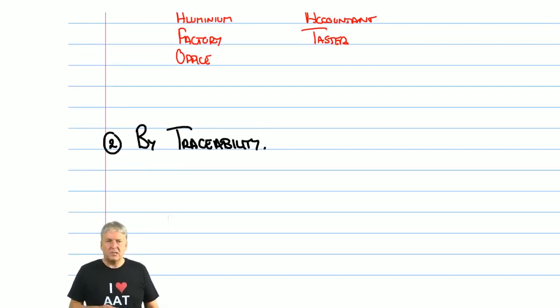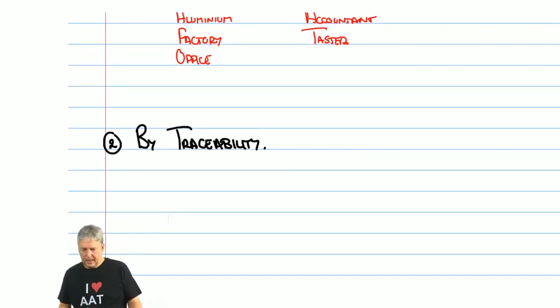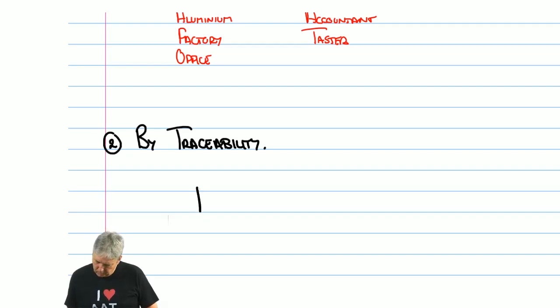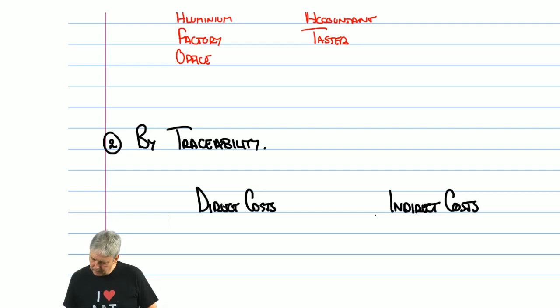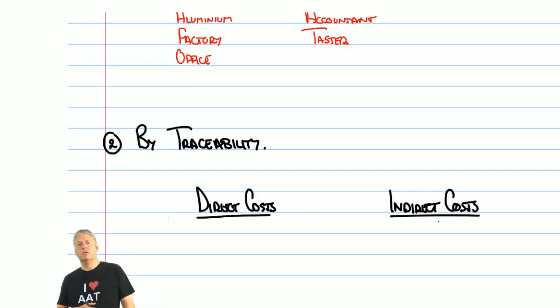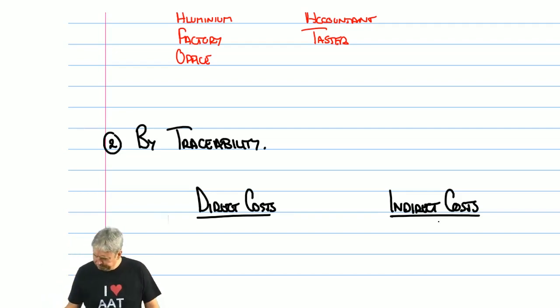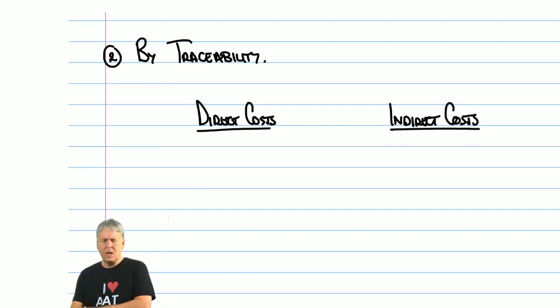Now, the idea of classifying by traceability is to classify whether they are direct costs or indirect costs. So what do I mean by this? Well, all I mean is this idea. Some costs we can link directly to the product.